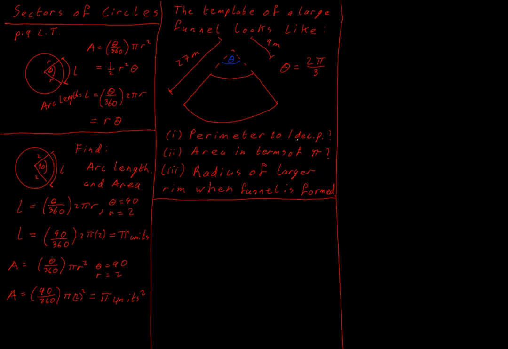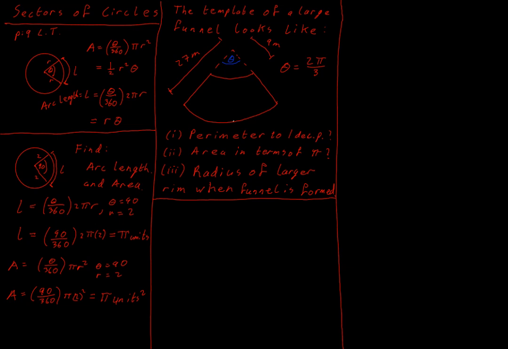Part 1, find the perimeter to 1 decimal place. Part 2, the area in terms of pi. And part 3, the radius of the larger rim when the funnel is formed. So the perimeter of the shape to 1 decimal place. The perimeter, regardless of what type of shape we're talking about, is just the distance all the way around. So we add this length to this length to this length to this length.